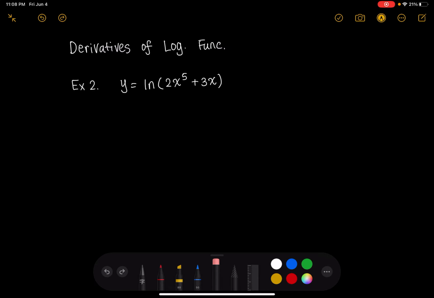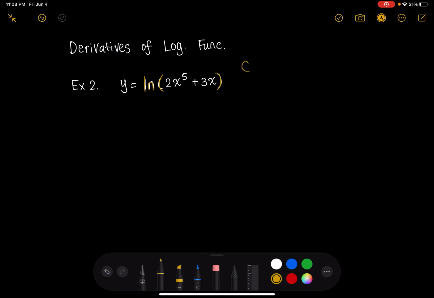Derivatives involving log functions. Let's take a look at example number 2. How do we find the derivative of a function that is ln of 2x to the fifth power plus 3x? So we need to first notice that this function is a composite function. The outer function is ln, the natural log function, and the inner function is a polynomial.